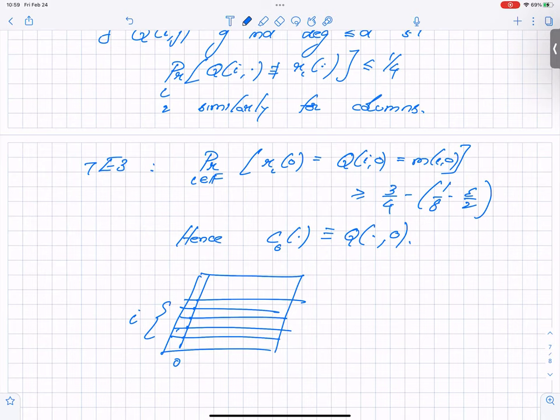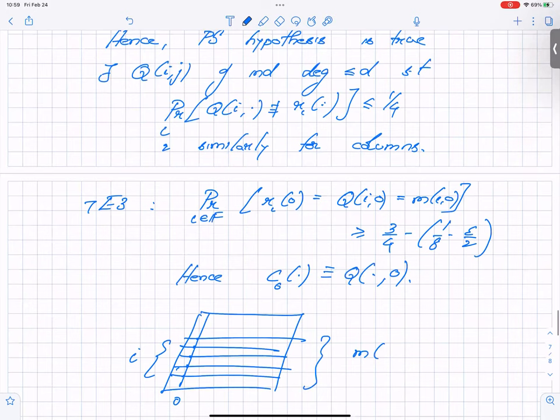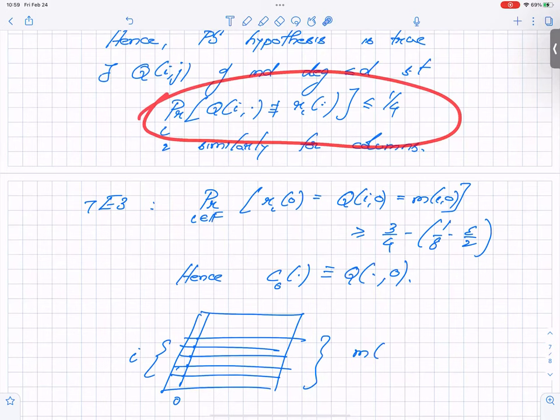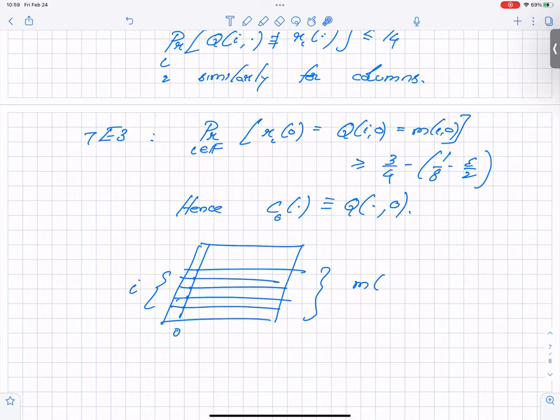What does the Polishing Friedman... Polishing Friedman has gone away. Well, we have a Q now in our hand. Polishing Friedman, right. I'm only going to use this fact of Polishing. Right. So on at least 3/4 rows, the Q agrees with those rows. So all I'm going to use over here from Polishing Friedman is that for these rows, Mi 0 is equal to Qi 0. Because of this, I know on these points, Mi 0 equals Qi 0. So for a large fraction of points in the first column, it's equal to this low degree polynomial.